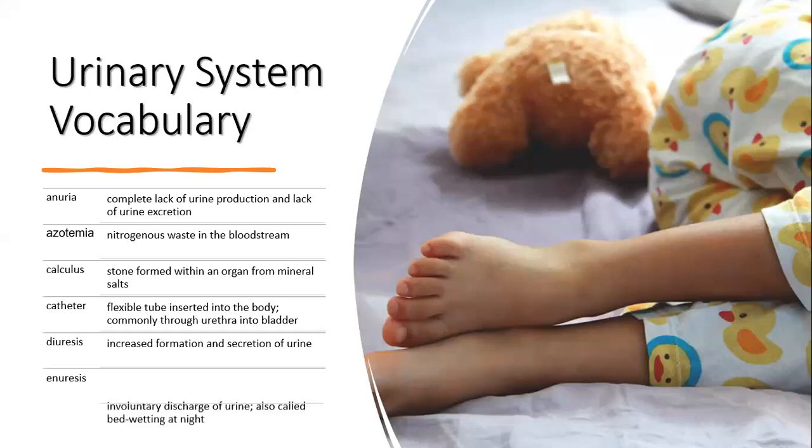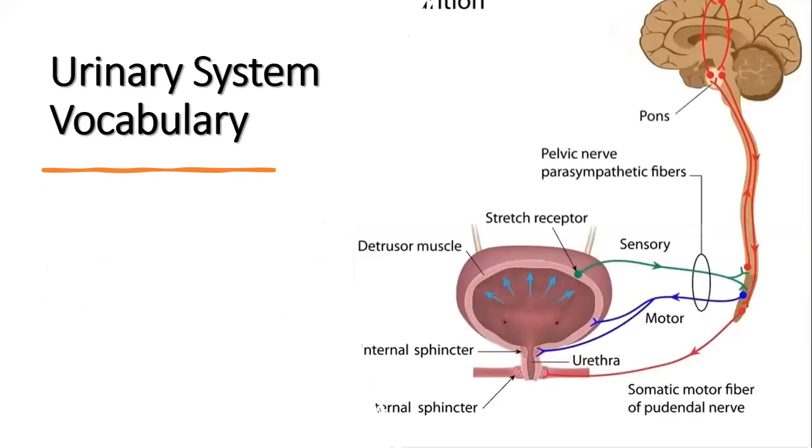Enuresis, involuntary discharge of urine, also called bedwetting at night, like in children; we most likely see this disturbance in kids. Enuresis. Urinary system vocabulary. Here is the nervous system, which innervates the bladder and the internal and external sphincters.